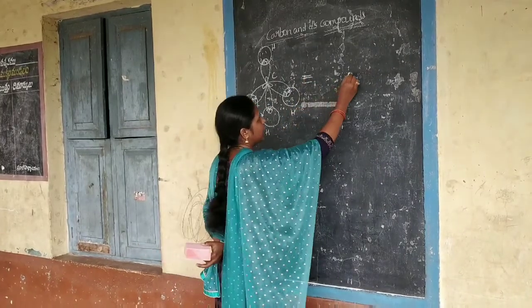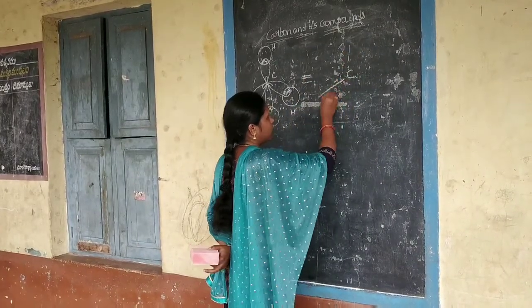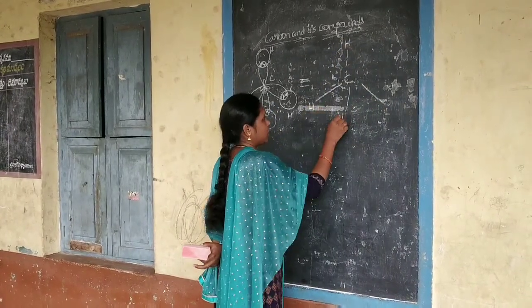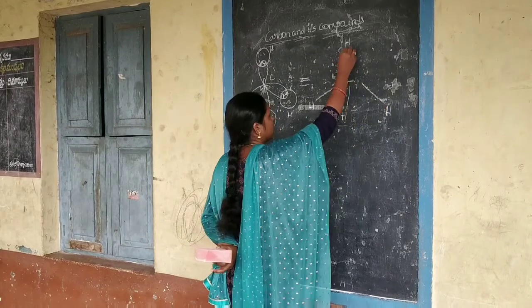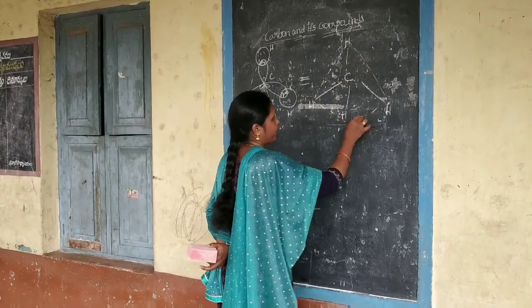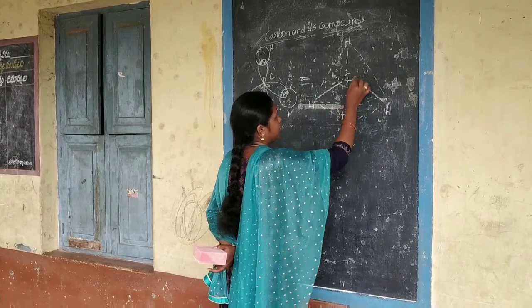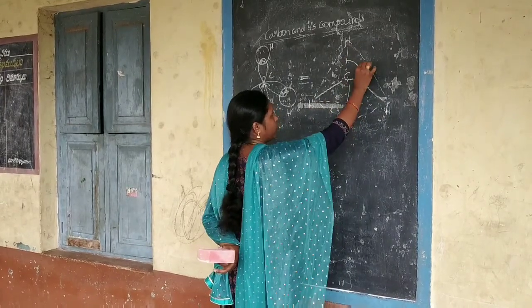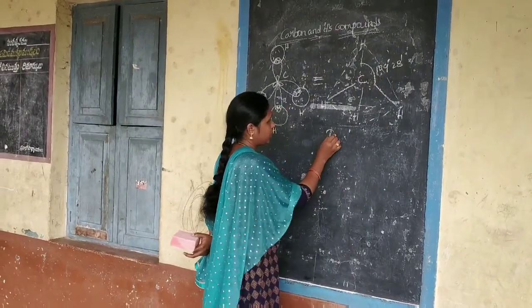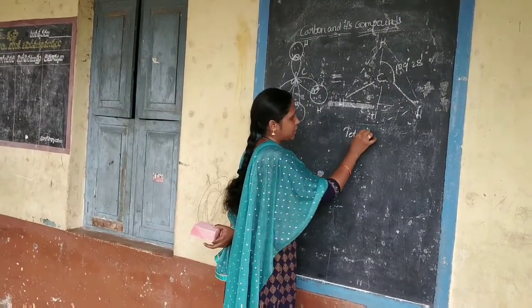We will write down a line notation for these molecules. H, H, H and H. The angle is 109 degrees 28 minutes. Shape is tetrahedral.